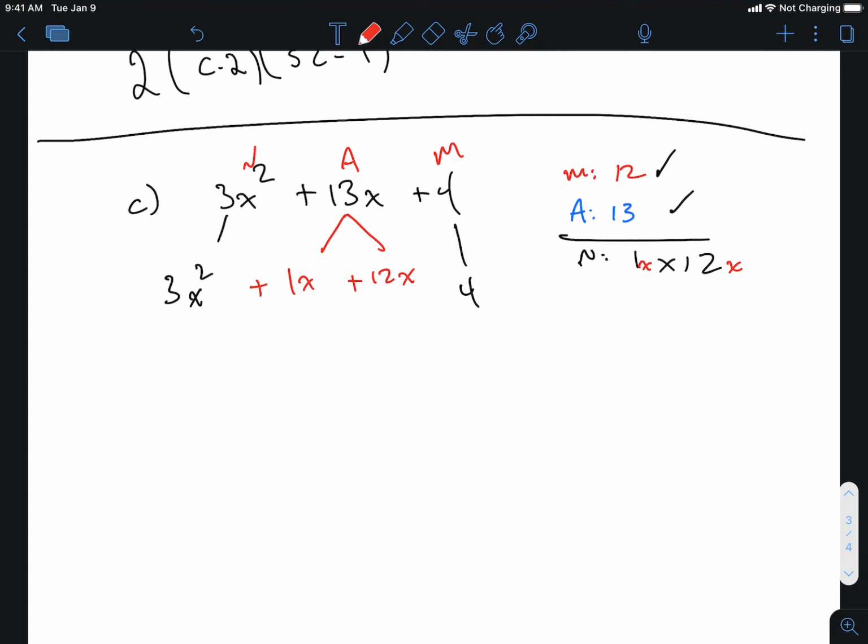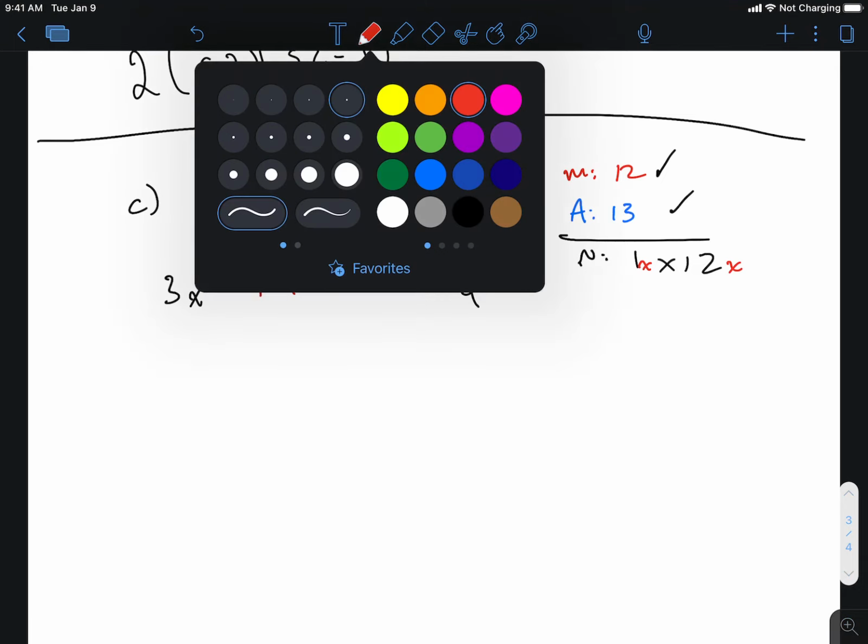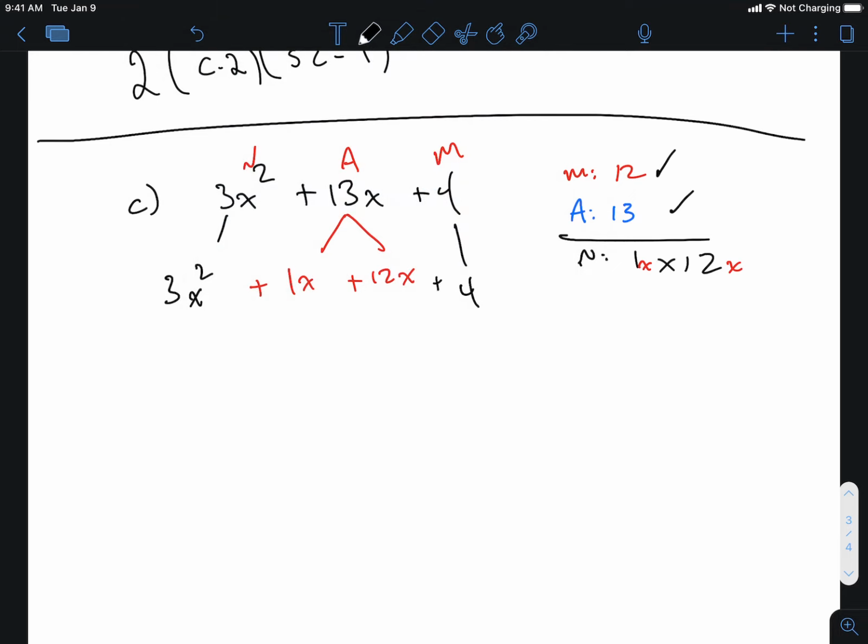How do you want to group these? What did I say? Does it matter? Hopefully, you guys are all looking at that and thinking, okay, I really want to group the 12 with the 3. It doesn't matter though, and the 1 with the 4. It doesn't matter for the reason I'll show you right now.